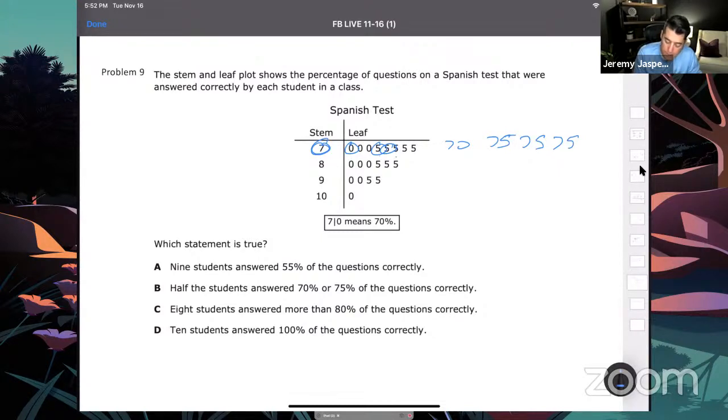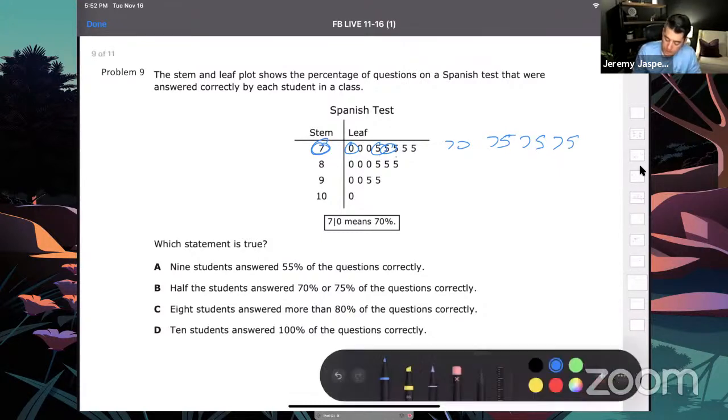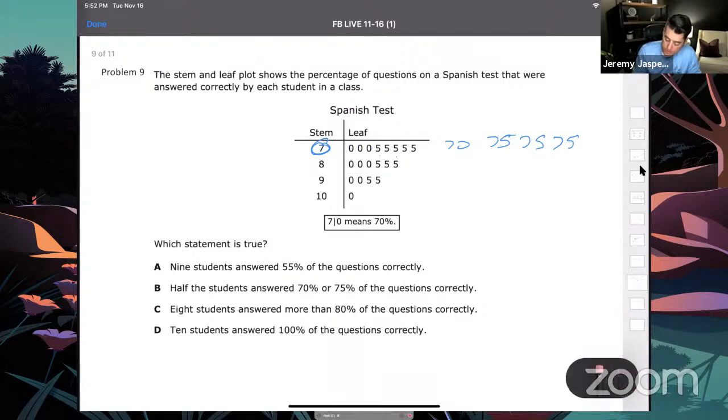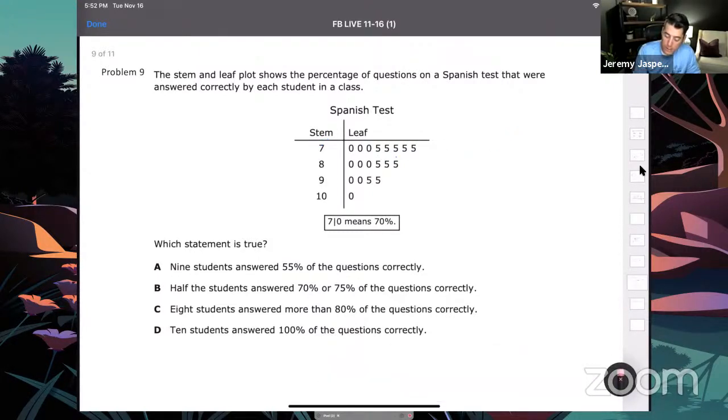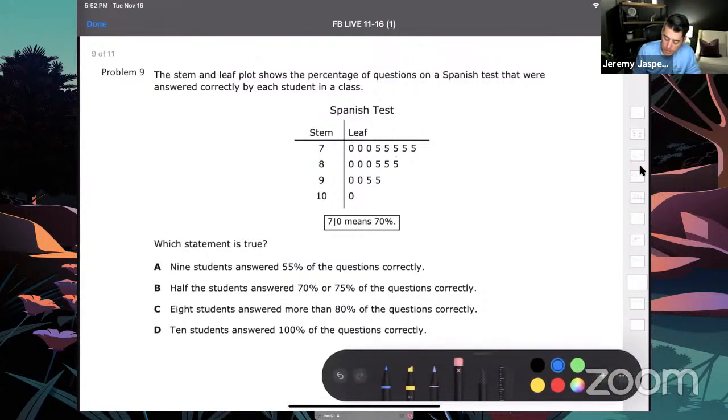There are 5 75s, okay? Let me clean this up. This right here says there are 5 75s. So what that means, 3 70s. The next one, 3 80s, 3 85s, and so on and so forth. So you have to understand how to read these first, and then you'll be able to understand the problems and get them done quicker.